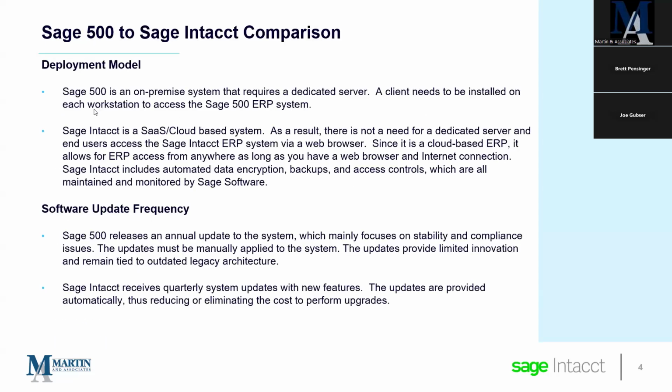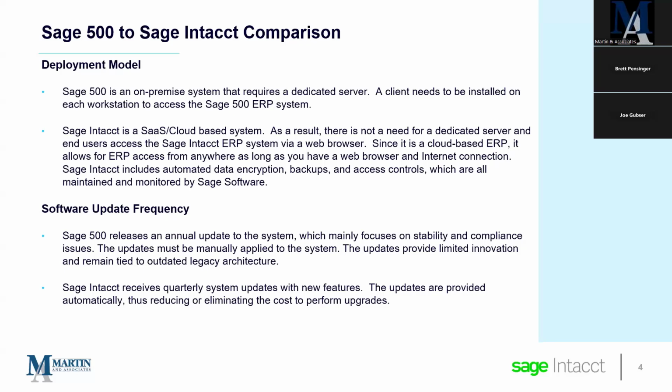So here are some Sage 500 to Sage Intacct comparisons. On the deployment model, this is talking about how the software is installed and where you access it from and things of that nature. Sage 500 is what is called an on-premise system, and that requires a dedicated server for the program to run on. And then a client needs to be installed on each workstation that will be accessing Sage 500.